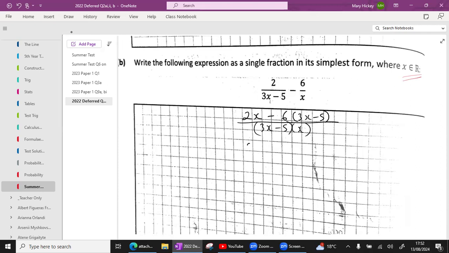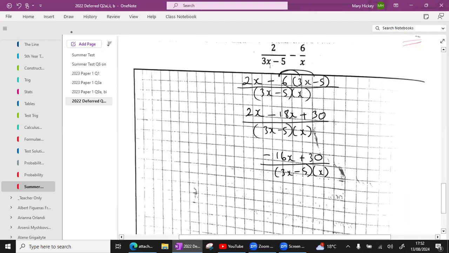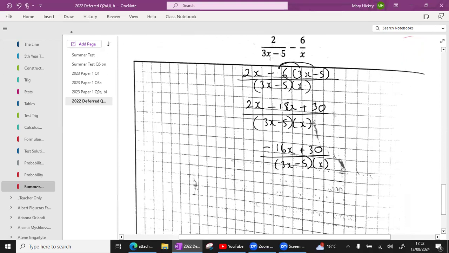Now, just careful here, this is not in a bracket, so you only do the 6. So minus 6 by 3 is minus 18x. Minus 6 by minus 5 is plus 30. Underneath, we're going to leave that for now because we're not doing any sort of solving. Now, that gives us minus 16x plus 30 all over 3x minus 5 times x. Now, can we do any further simplifying? No, I don't think so. So that should be our answer there.